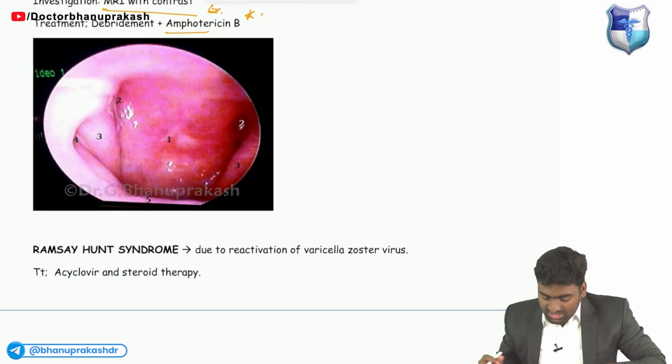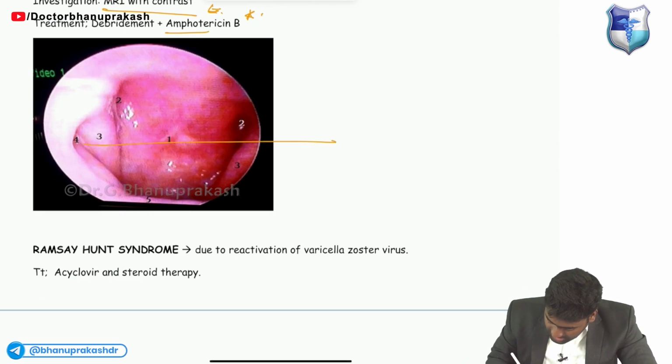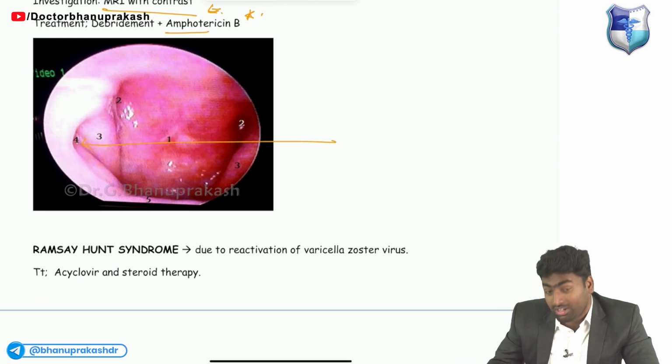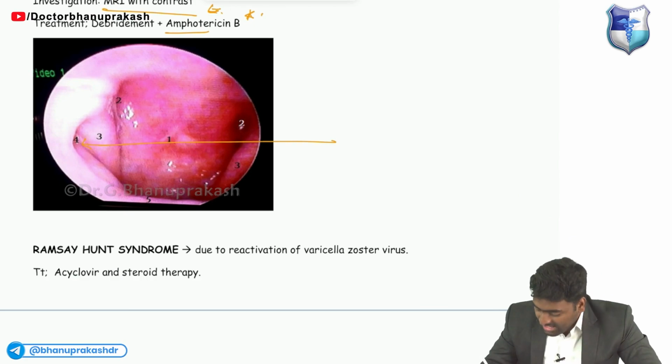Then we need to look at the structures. The first structure, what is it? Mark this 4. I said, what will come first? It is the eustachian tube opening.